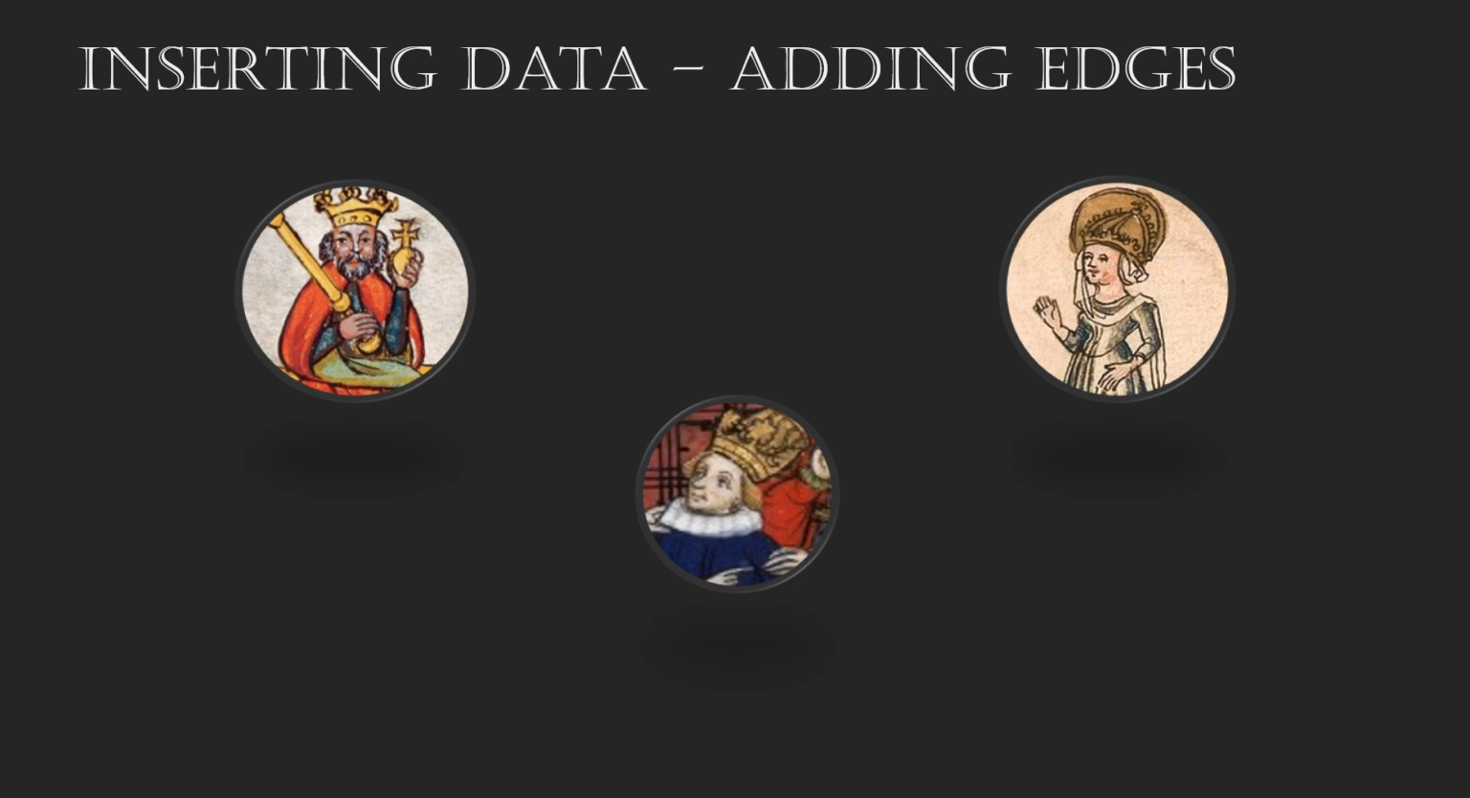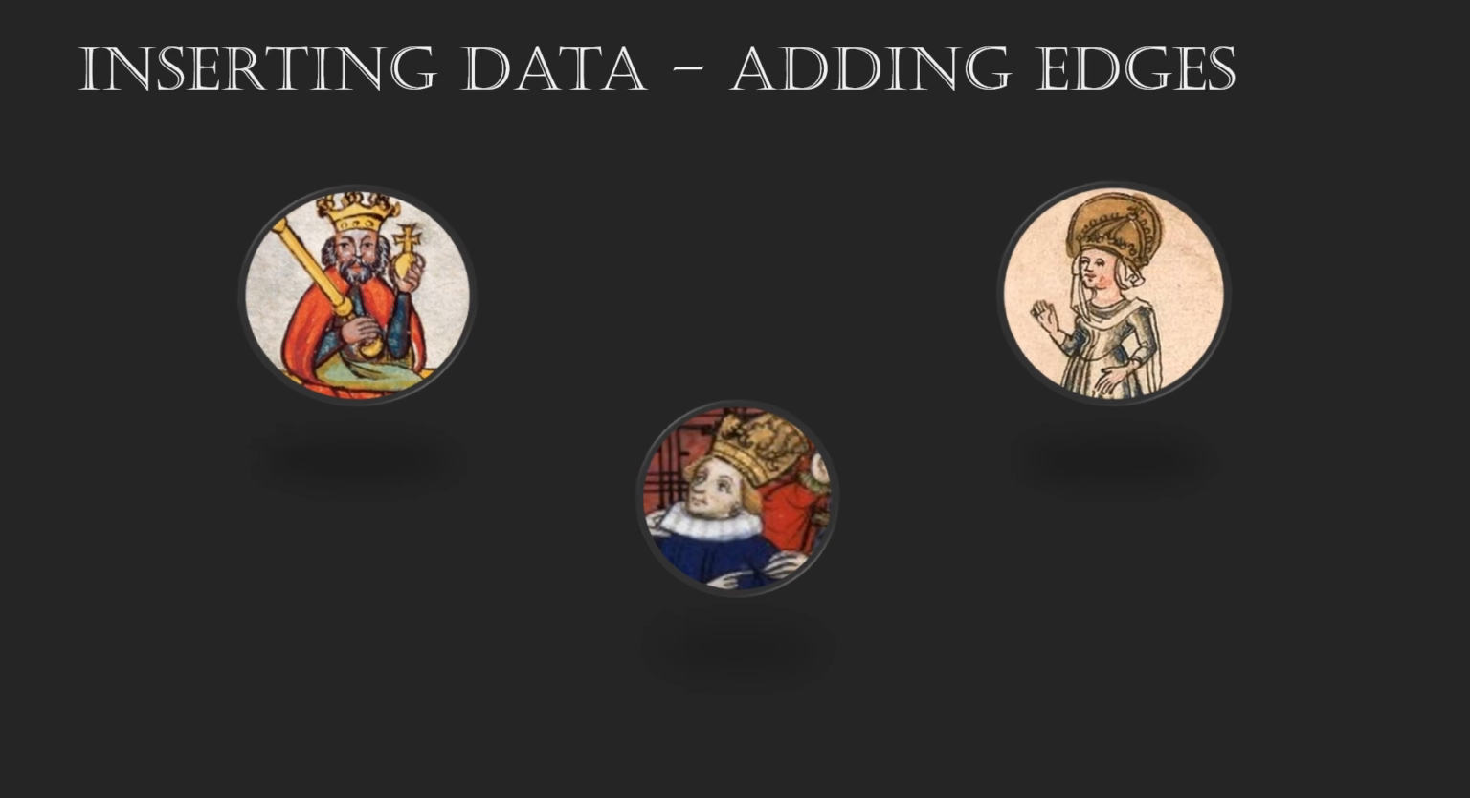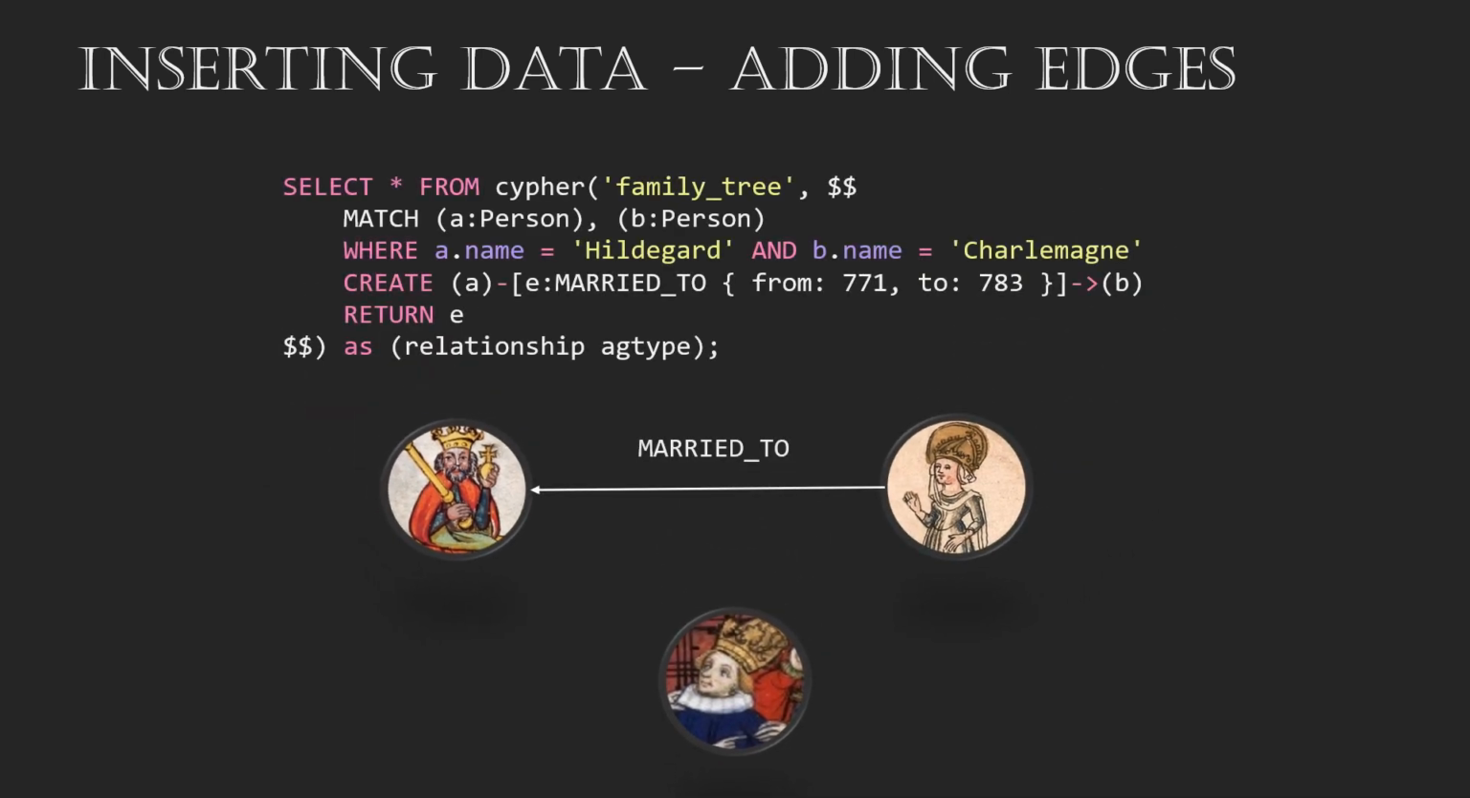Now let's create the edges to represent the relationships between our family members. Charlemagne married Hildegard shortly after breaking up with Desiderata, the daughter of the King of the Lombards, in 771, and it lasted until Hildegard's death in 783. We can represent this relationship between them with an edge and give the duration of the marriage as a property of it, using curly brackets after the label.